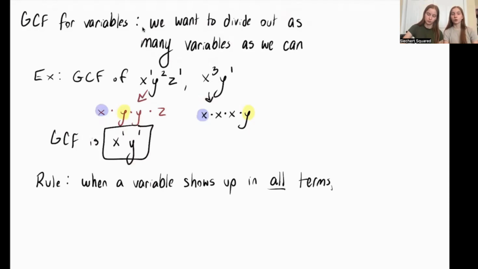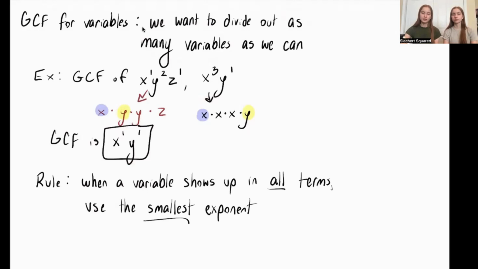So for instance, for this one on this page, we had an x to the first and an x cubed. An x showed up in both terms. Because it showed up in both terms, the smallest exponent is x to the first, so there ends up only being one x in the GCF instead of 3.